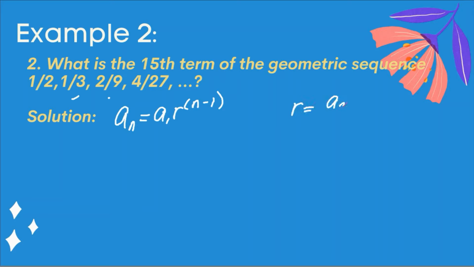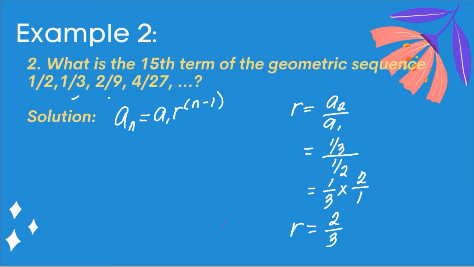That will be a sub 2 divided by a sub 1. Our a sub 2 is 1/3 divided by our a sub 1, which is 1/2. And that will be 1/3 times the reciprocal of our denominator, which is 2 over 1. And the final answer is 2/3. So that is our common ratio. Now, we need to find the 15th term. So that will be a sub 15.